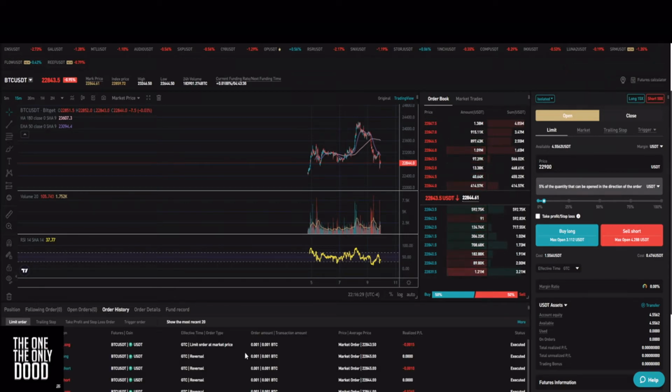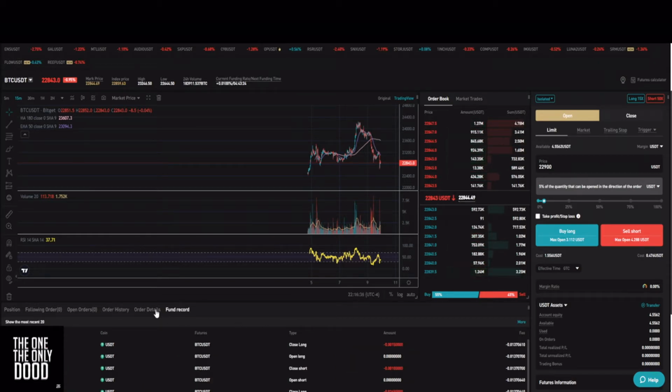Then you go to order history. It'll show your history of you closing your position. You have your fund record, your order details. So it shows how many contracts you had, what you sold at, and how you exited the trade. And then it shows your fee.